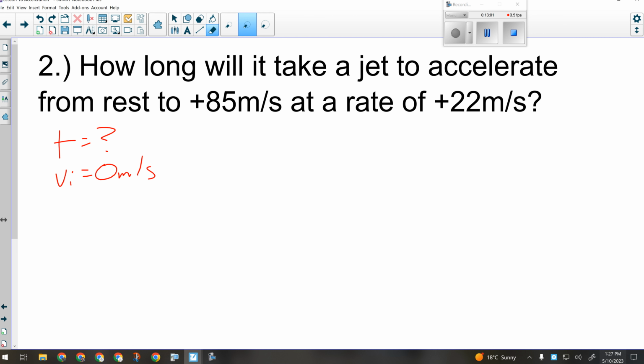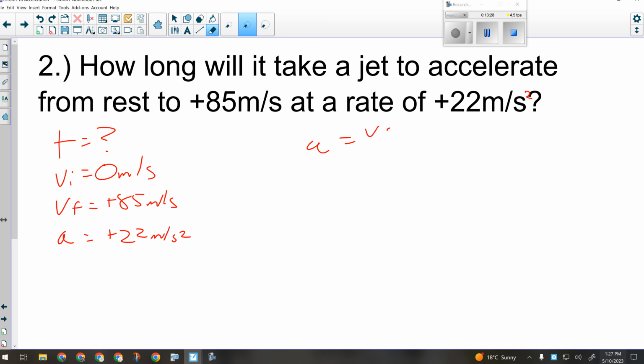To positive 85 meters per second. Well, that's kind of a no-brainer. If we know that one was VI, this one has to be VF. Meters per second. At a rate of positive 22, oh, what am I missing here? That would be confusing. Squared. Yeah, that's got to say squared on it. So the acceleration would be positive 22 meters per second squared. All right, so we're looking for how long that acceleration will take.